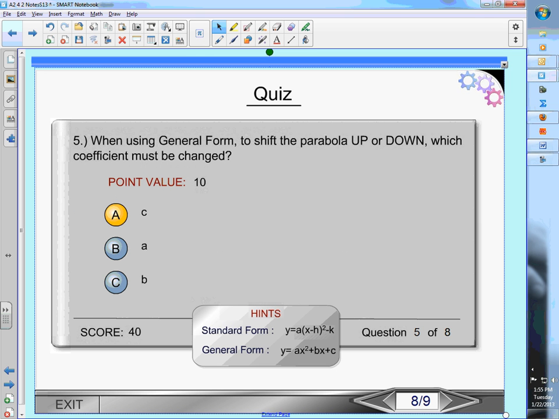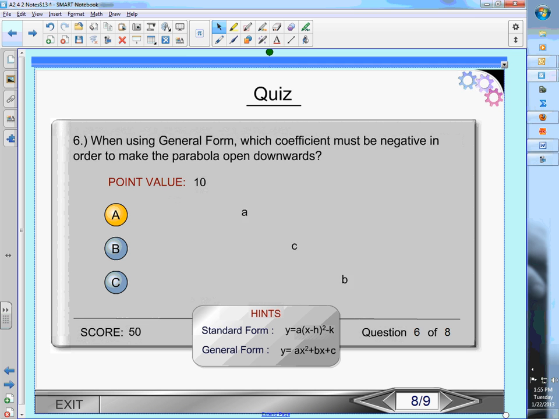Now we're in general form, which is our standard form, and I don't want to confuse you with that. This is this website's; the honors class calls this general form. Okay? So in order to move up and down, which variable do you move? Right here. Which one? C. That would be choice A. Who has to be negative? A.